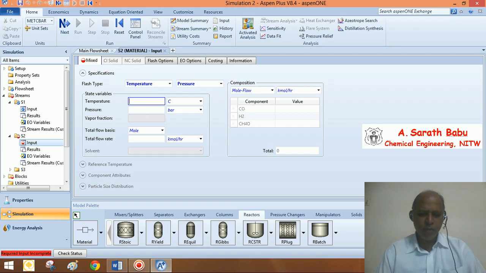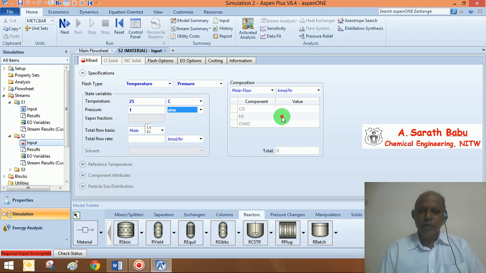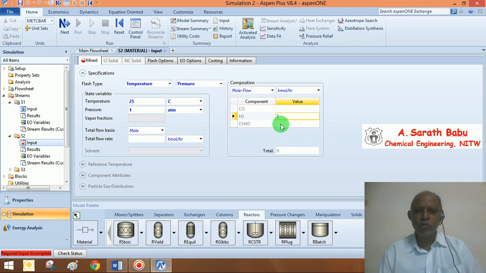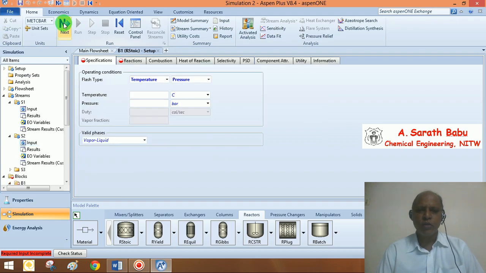Again, the temperature is 25. Pressure is 1 atmosphere. Earlier, having chosen a flow rate of 1 kilomole per hour of CO, now the flow rate of hydrogen should be 2 because CO and hydrogen are entering in the stoichiometric ratio. Once again, we were able to satisfy the specification for stream 2. So go to the next input screen. Now this is the information required with respect to the block.